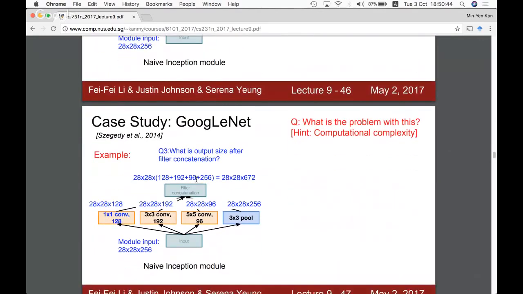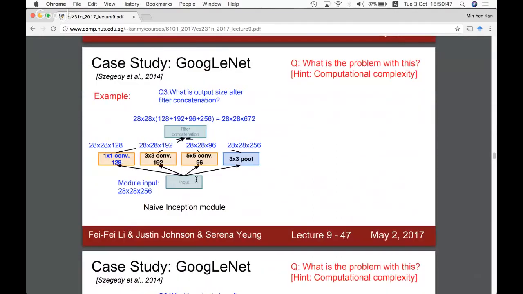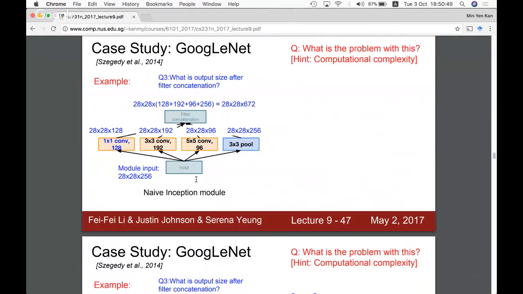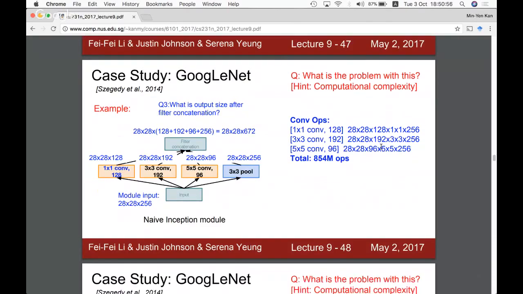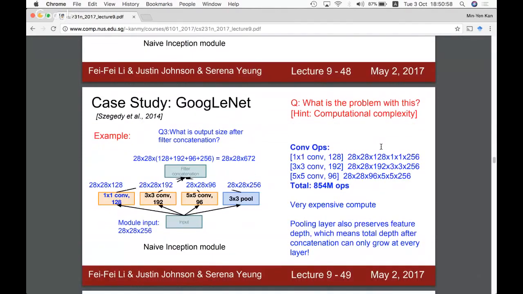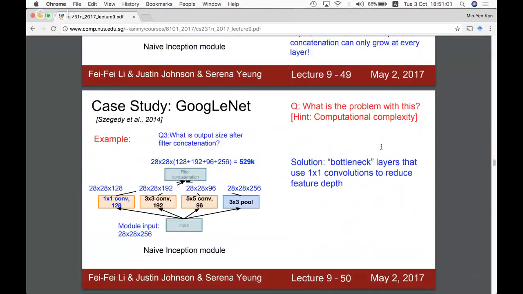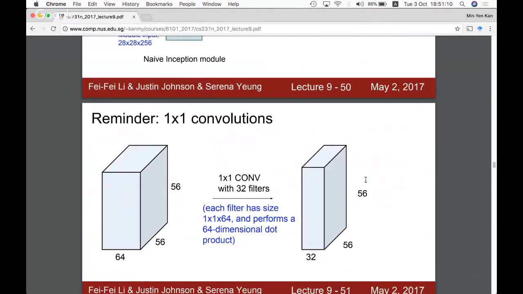To deal with this problem, they introduced something called bottleneck layers. This calculation would take around 854 million operations. So to handle this, in the bottleneck layers, before applying the convolution, they apply a basic 1 cross 1 convolution to reduce the depth. Basically, they're doing dimensionality reduction here. By doing this they lose some information, but that is compensated by the computational efficiency.